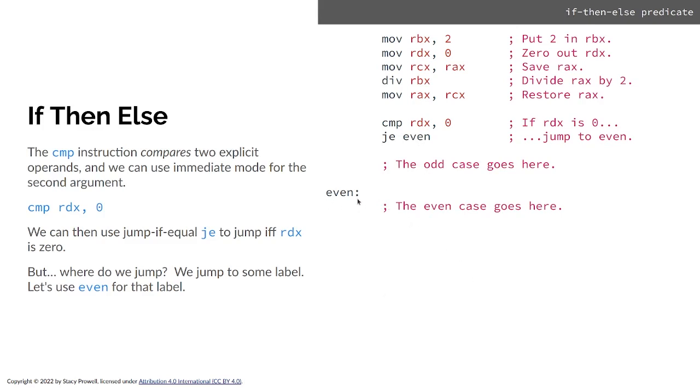So we needed a new label. In this case, we used even with a colon to indicate this is a label. And we conditionally branch here if RDX is 0.